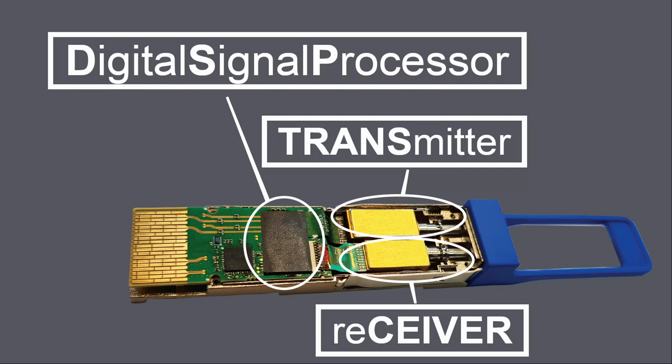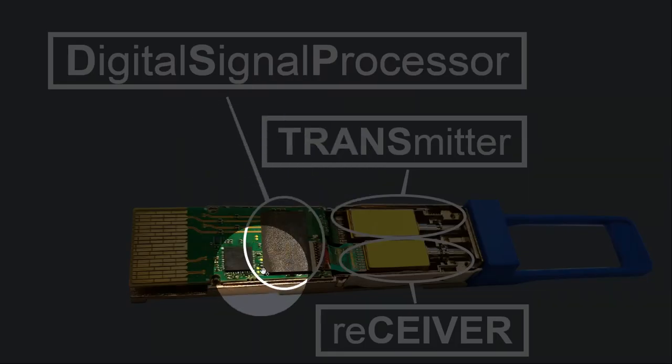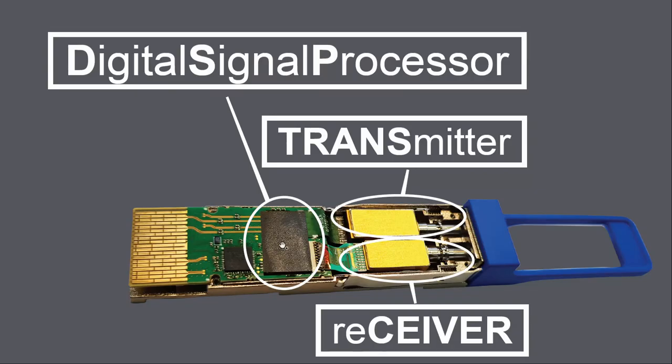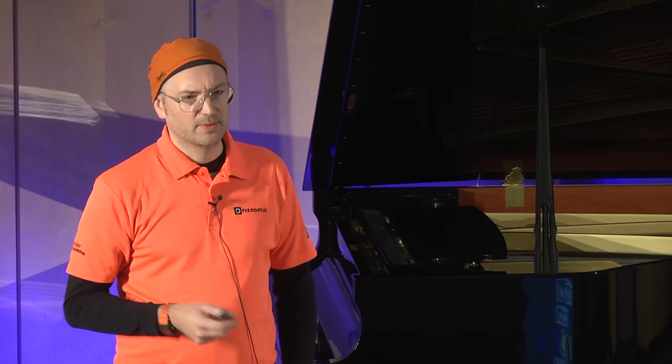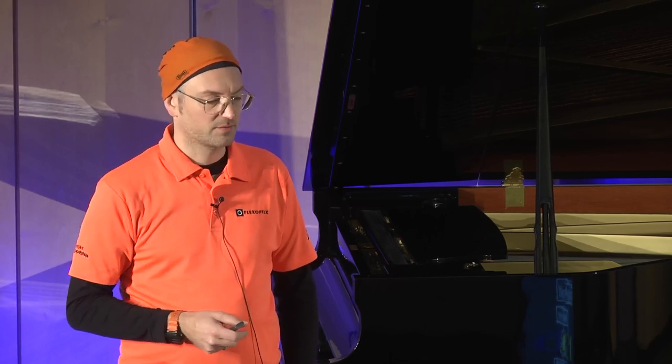And then there is a new component in there, which is quite new, introduced to pluggable modules, to pluggable transceivers. It's a digital signal processor, the DSP, which is mainly in charge of two functions. The first one is to take care of the modulation. You might have heard about NRZ and PAM4, but that's not the content of the talk today. The second function is the forward error correction, and that's what I want to cover as well at the end of the presentation.